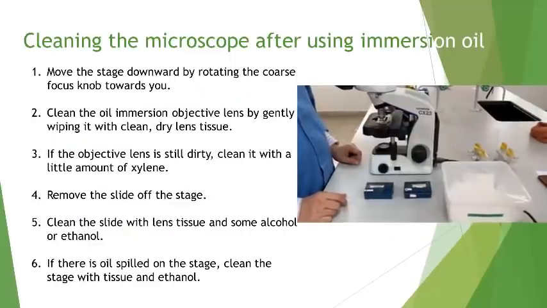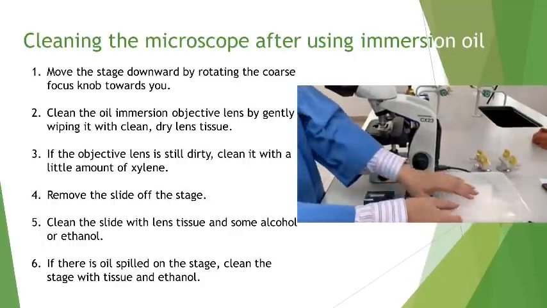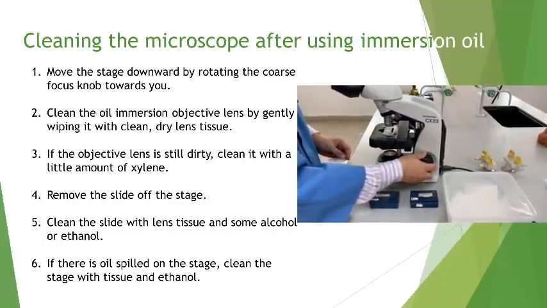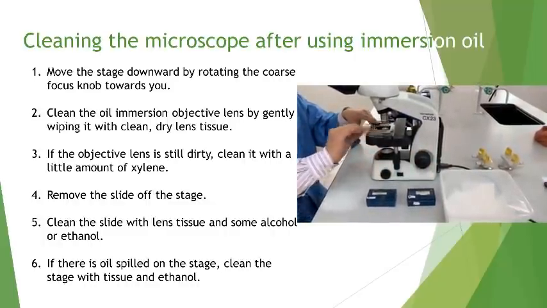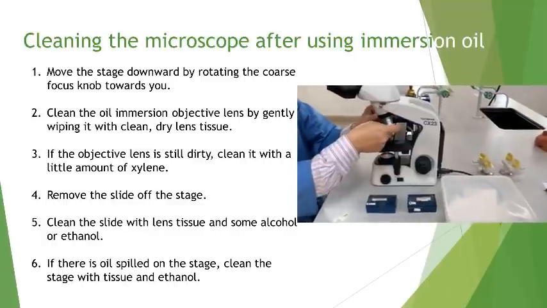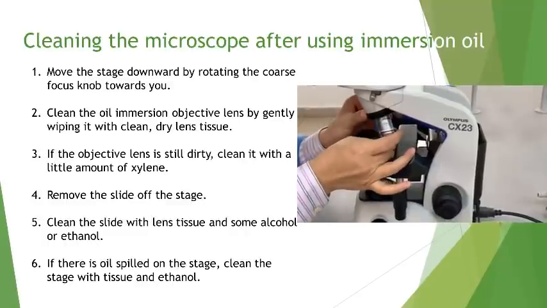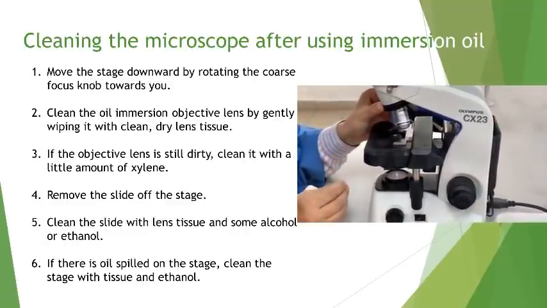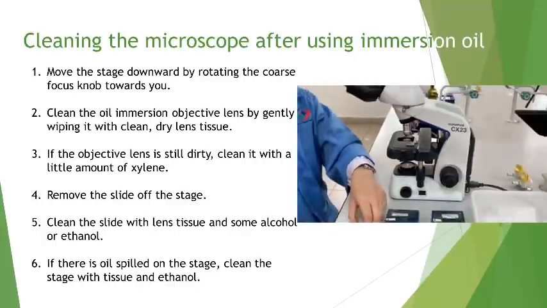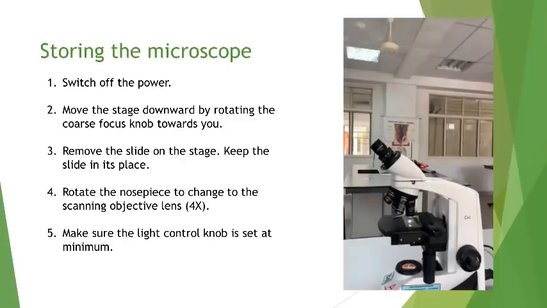Now I'm going to show you how to wipe the 100 times objective lens. You use the lens paper or the lens tissue. You lower the stage. You remove the slide and you wipe the lenses using the lens paper. That's it. And don't forget to also clean your slide. Thank you. Switch off the power source.